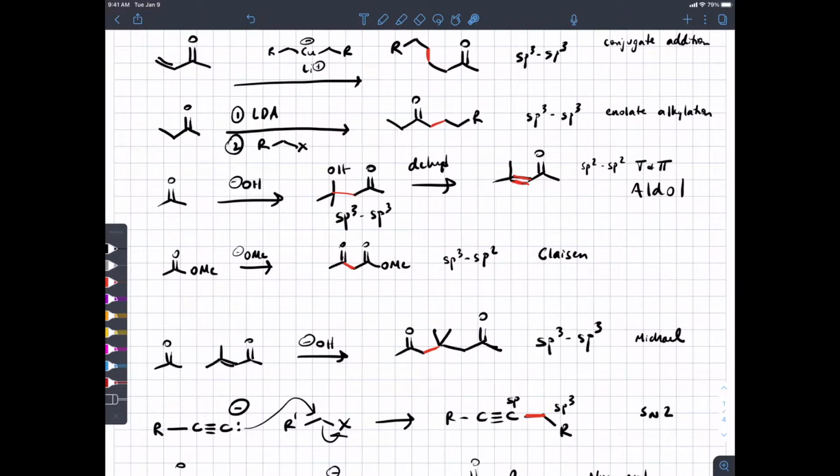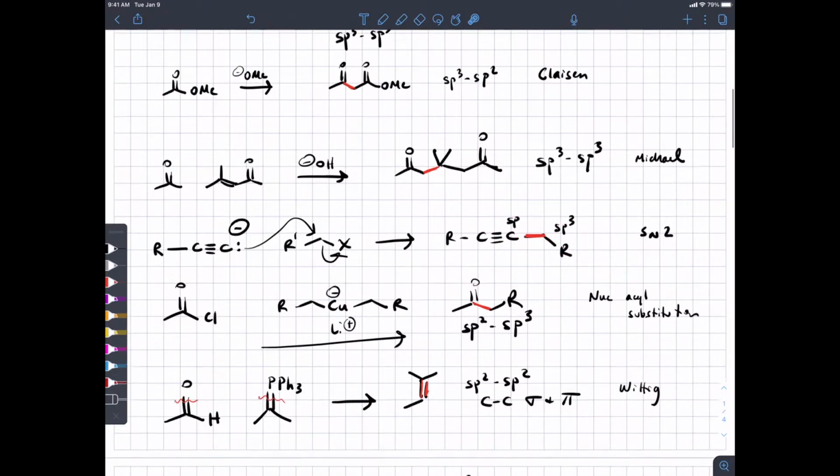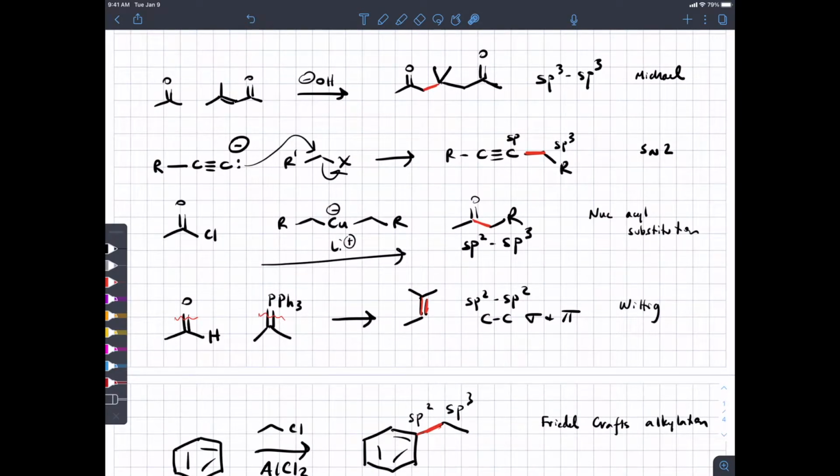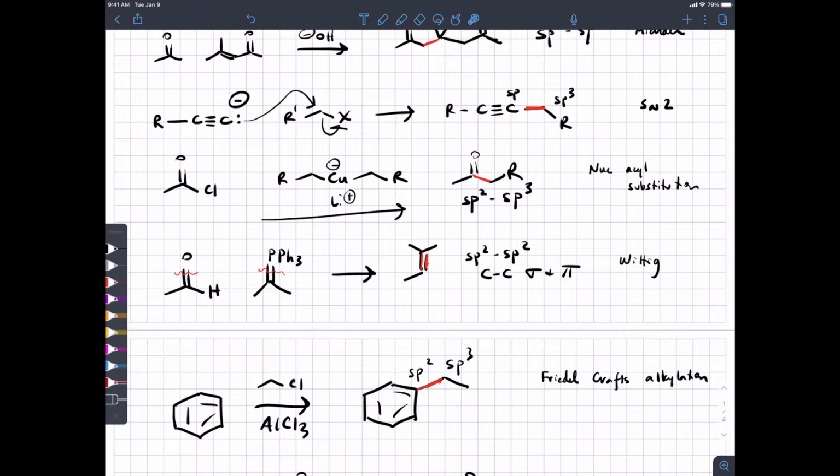One that you learned from 351 is this SN2 reaction, and this is unusual because you make a bond between an sp carbon and an sp3 carbon. We have had some experience with sp2 carbons. If you think about reaction of cuprates with acid chlorides to get ketones, the new bond you make is between an sp2 carbon and an sp3. The Wittig reaction was somewhat unusual, in which you basically cut these two bonds apart and then stitch the two sides together. You end up making both sigma and pi bonds between sp2 carbons.